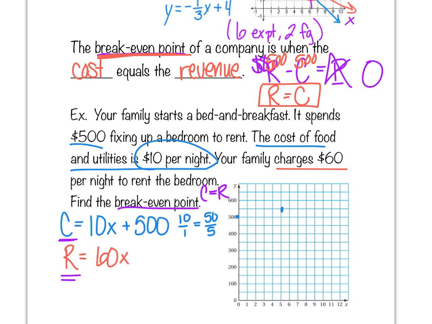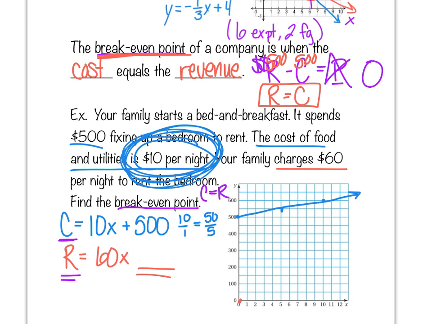Up 50 and over another 5 puts me right there. So there is my cost equation. You can see it's going up slightly still, and that's because it costs me money to keep the place in operation, $10 a night. But fortunately, I'm bringing in more money than that with the revenue. Now, I don't have a y-intercept here, so that means I'm starting from 0. So it's going to take me a while to catch up.